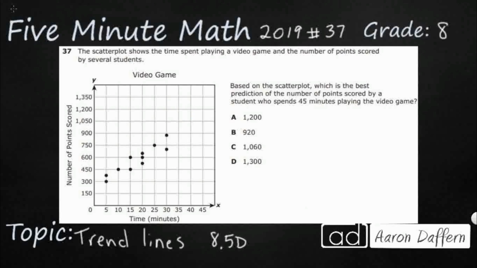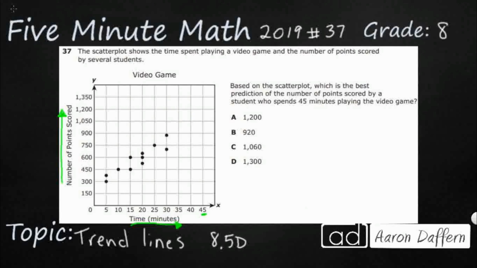So we've got a scatter plot here that shows the time spent playing a video game and the number of points scored by several students. Makes sense that the more time you spend on our x-axis here playing video games, the more points you're going to score, so your y increases as your x increases. So we've got a positive relationship there. Based on the scatter plot, which is the best prediction of the number of points scored by a student who spends 45 minutes?